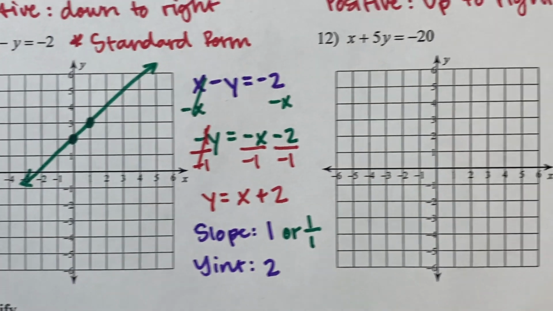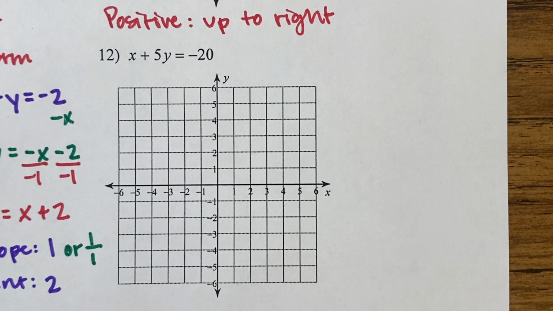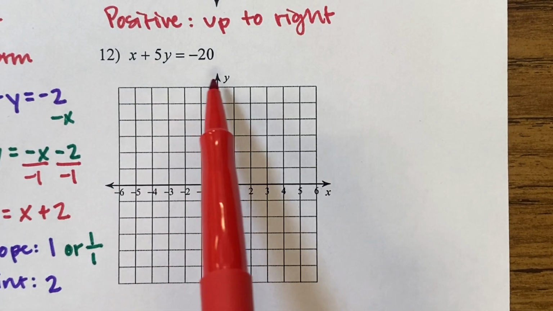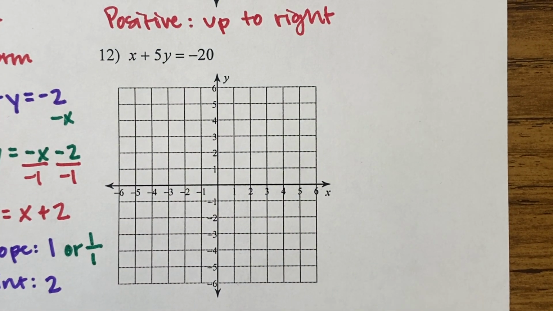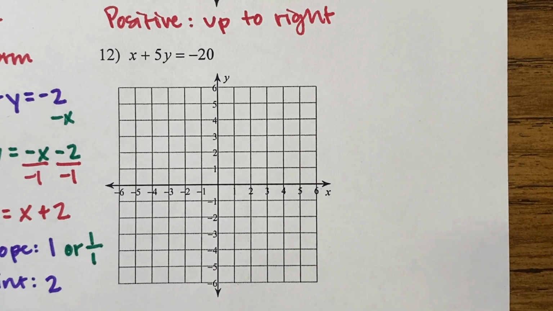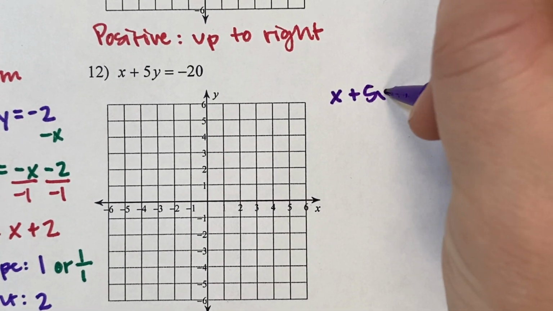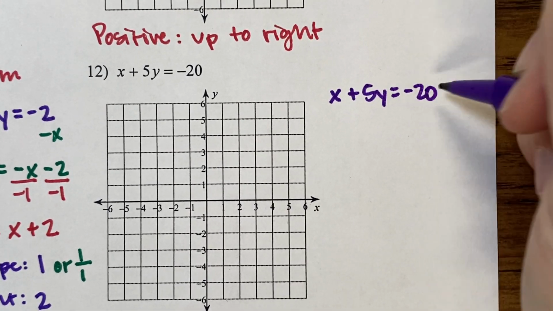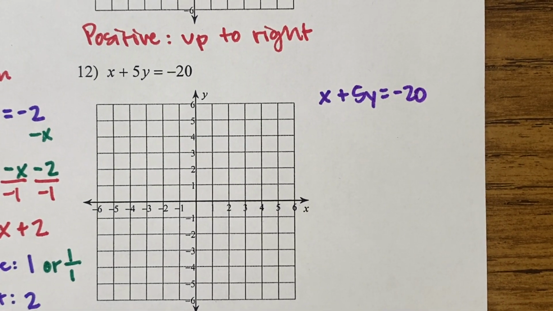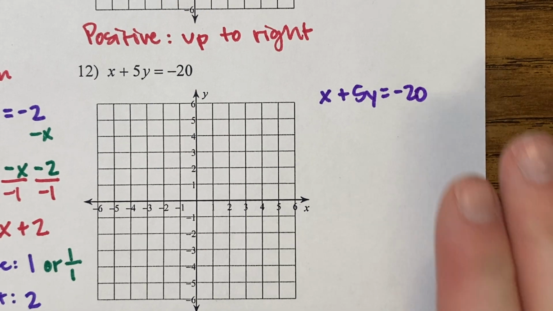Okay, so let's do that again for number 12. So again, this is not in slope-intercept form, so I need to rearrange it so it is in slope-intercept form. So I'm going to rewrite it over here. x plus 5y equals negative 20. Okay, and I need to get my y by itself.